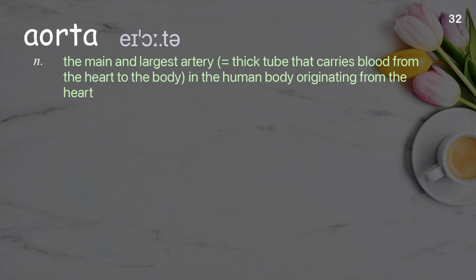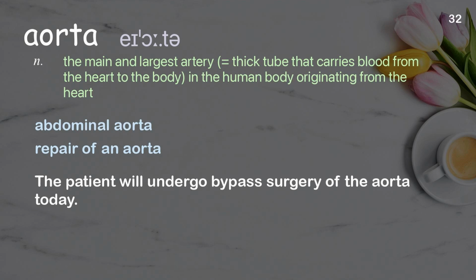Aorta. The main and largest artery, a thick tube that carries blood from the heart to the body, in the human body originating from the heart. Examples: Abdominal aorta. Repair of an aorta. The patient will undergo bypass surgery of the aorta today.